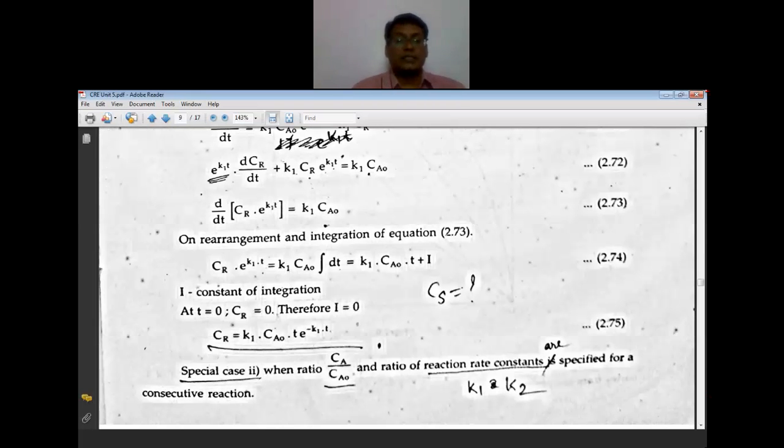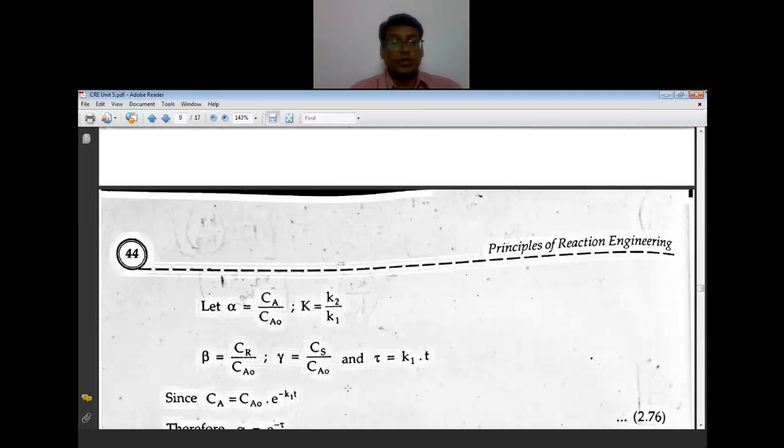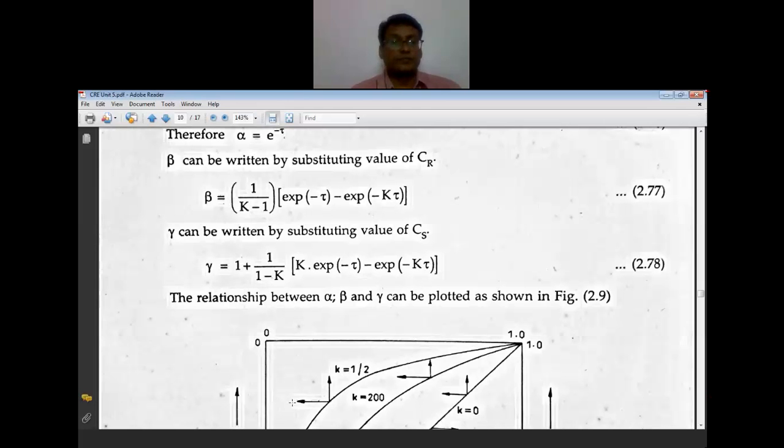Now special case 2, that is when Ca upon Ca0 and the ratio of reaction rate constants are specified for a consecutive reaction, k1 and k2. So alpha is equal to Ca upon Ca0, and capital K is defined as k2 upon k1, and beta is defined as Cr upon Ca0, capital gamma is defined as Cs upon Ca0. Ca is Ca0 into e raised to minus k1 t, so alpha is coming as e raised to minus tau, then beta is coming like this, gamma is coming like this.